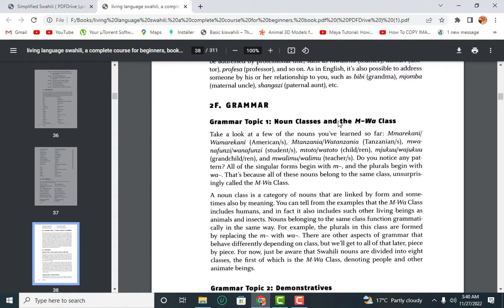We're going to look at the noun classes and the mwa class. Before it was called mwa, nowadays it's called wa, or feel free to just call it the way we want, depending on the people that you meet.